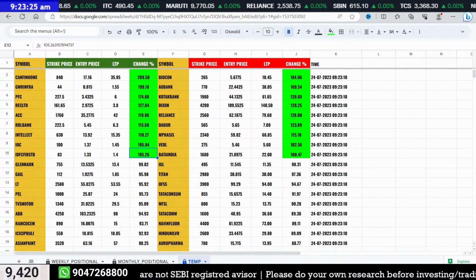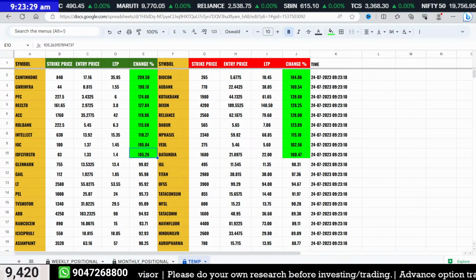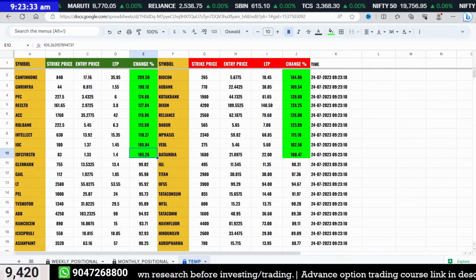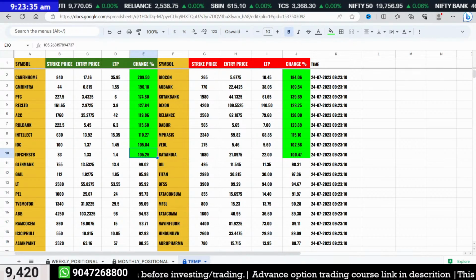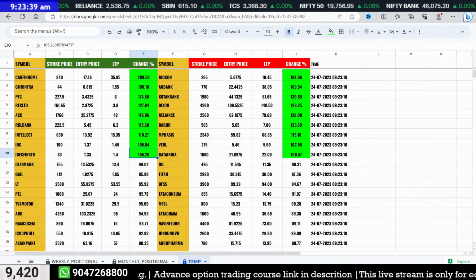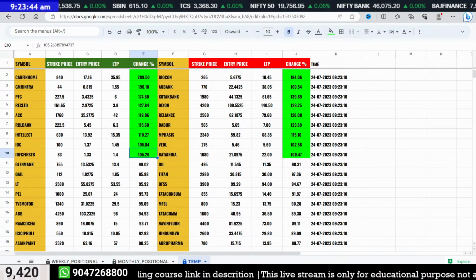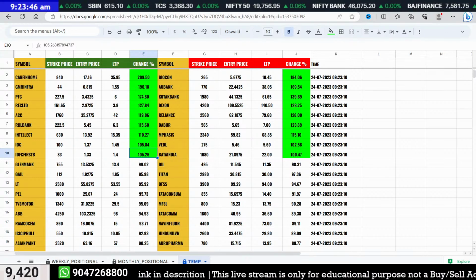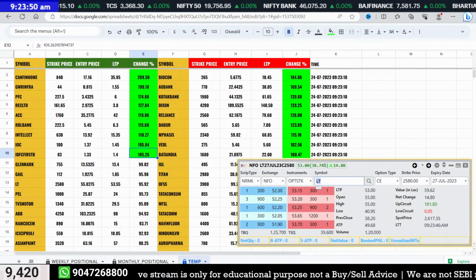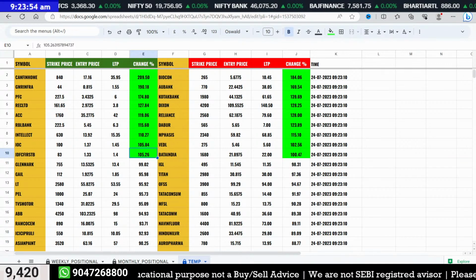So let me add LNT, Larsen and Toubro. LNT 2580 is the call strike price. Currently 52, but it has not broken the high. Maybe if it breaks the high, 55.8, almost 56, we can track this. This is about a call option.